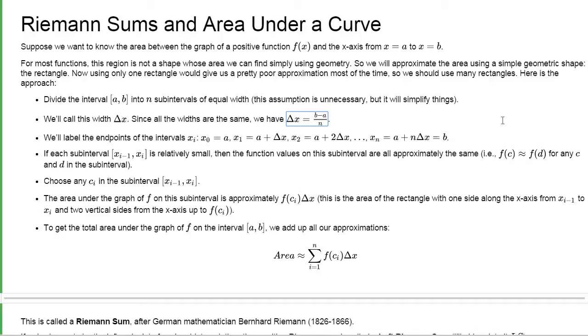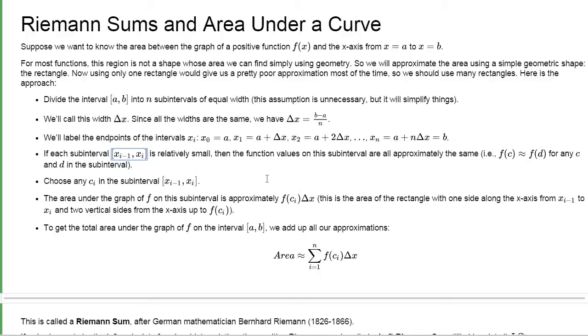Just for some notation, I want to label the endpoints of these subintervals along the x-axis. So we start out with a on the left side. I'll call that x sub 0. And then we go delta x, that's the width of a subinterval, so the next endpoint I'll call x sub 1, which is a plus delta x, and then we'll add one more delta x, x sub 2, and so on until we've added delta x n times, in which case we've reached b, and that will be called x sub n. So those x sub i's are all the endpoints of the subintervals.